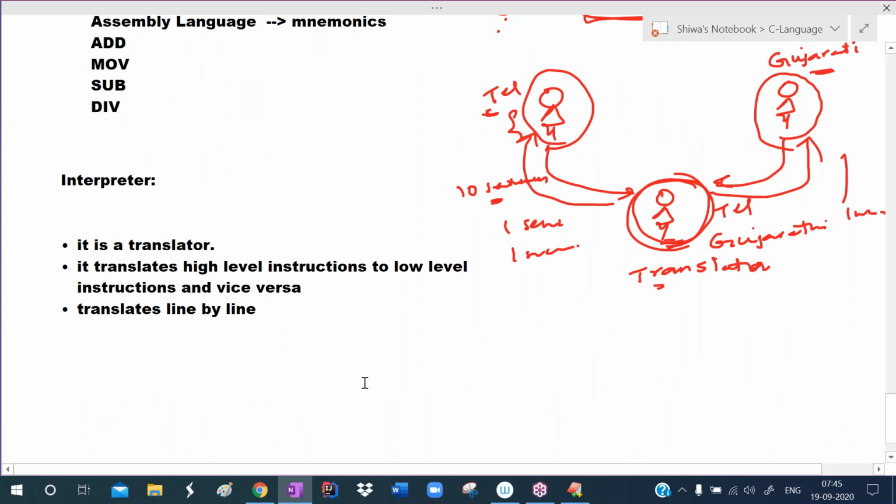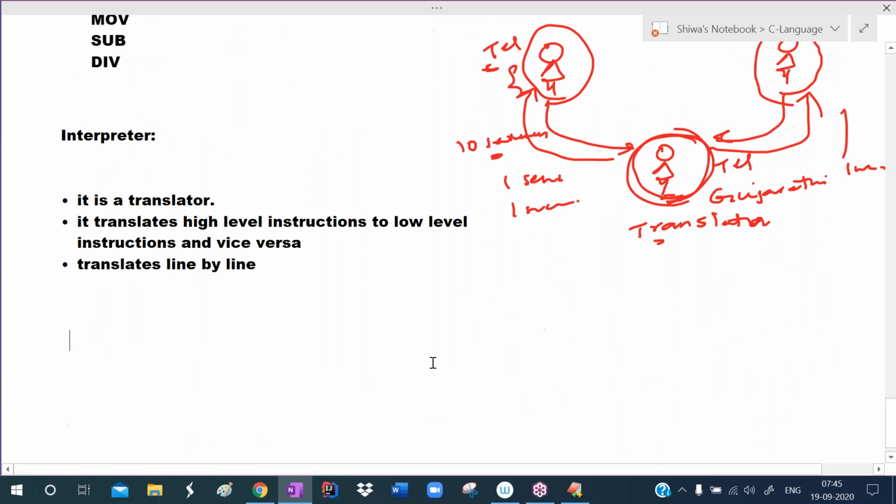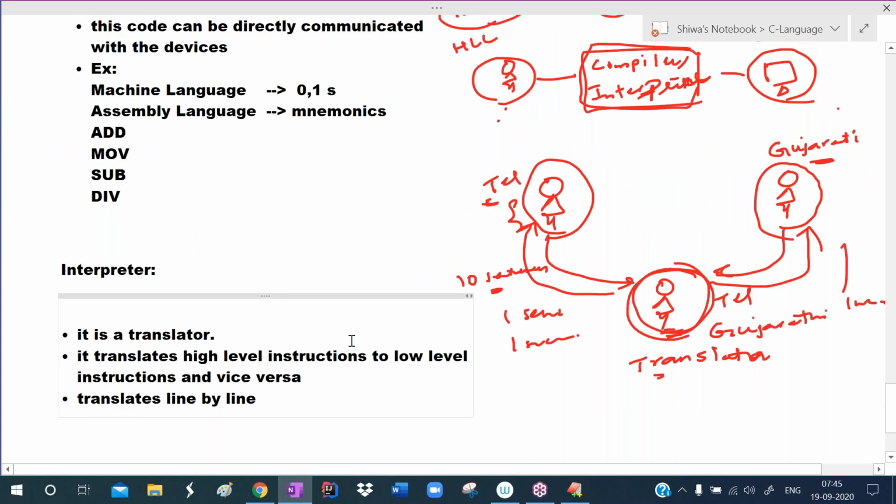Remember one point: among these two, sometimes the interpreter executes faster, sometimes the compiler executes faster. If loops or recursions are there, then the compiler works faster. If single statements are there, then the interpreter works faster. So based on our requirement, we use either a compiler or an interpreter. Sometimes we use both also.